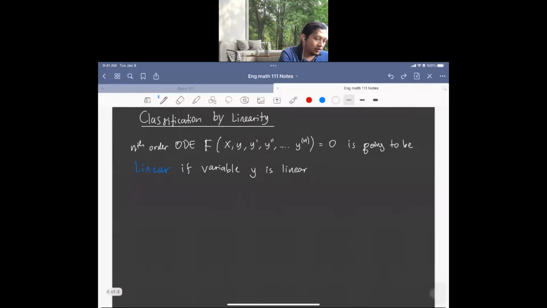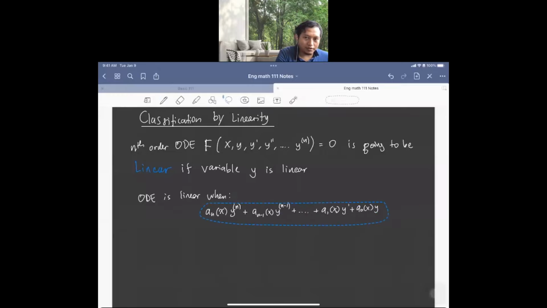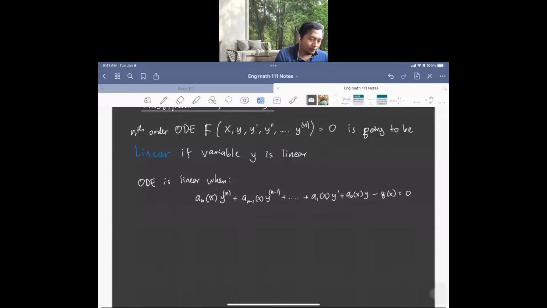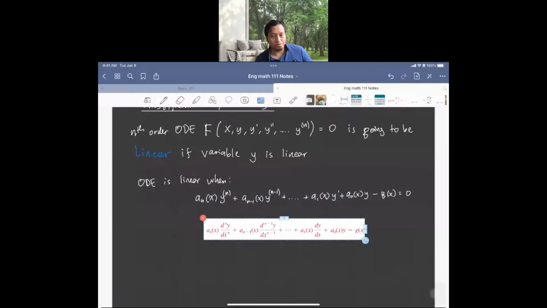So the ODE is linear when we can write, let's say, some constant plus, we just break down all this stuff, a_n(x) y^(n) plus up to a_(n-1)(x) y^(n-1), and then plus a1(x) y prime plus a0(x) y, minus g(x) is equal to 0.